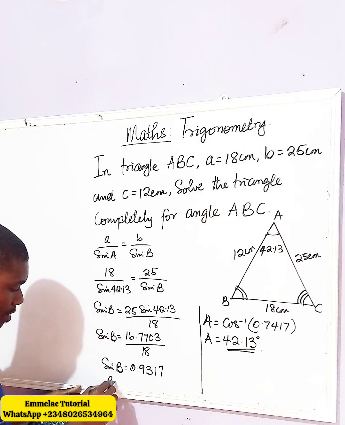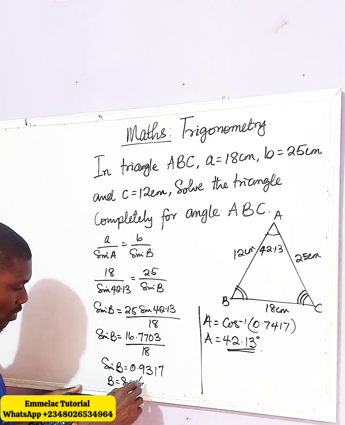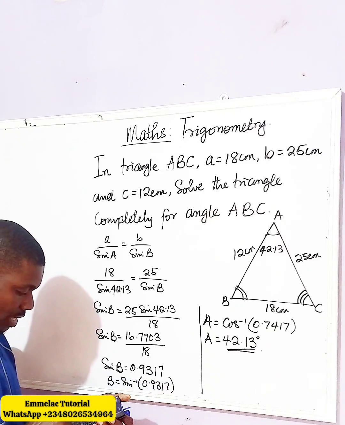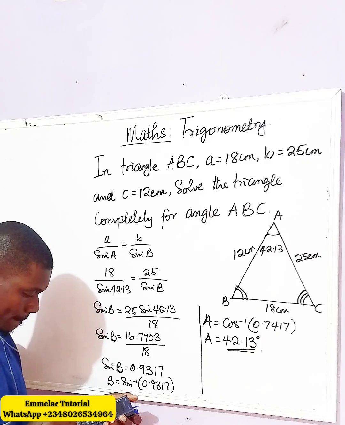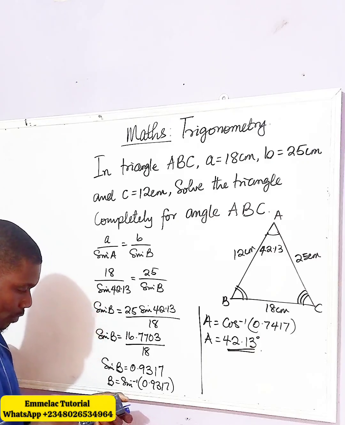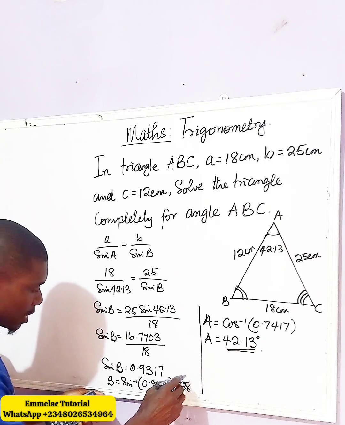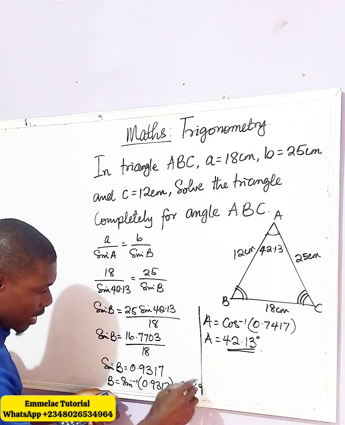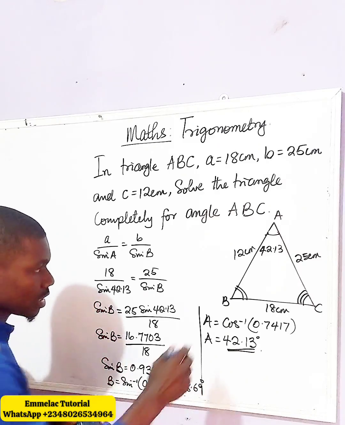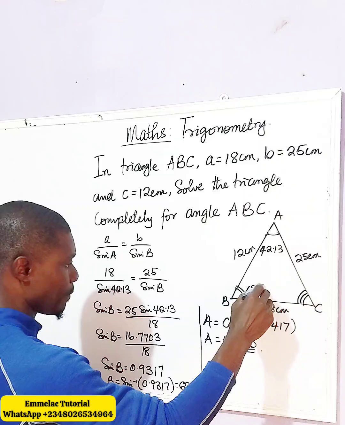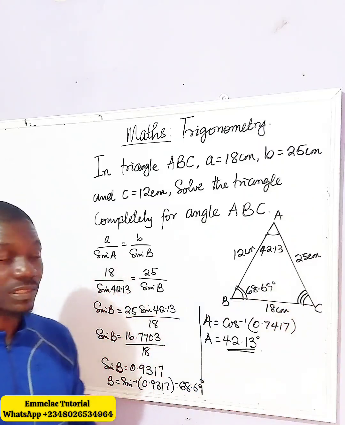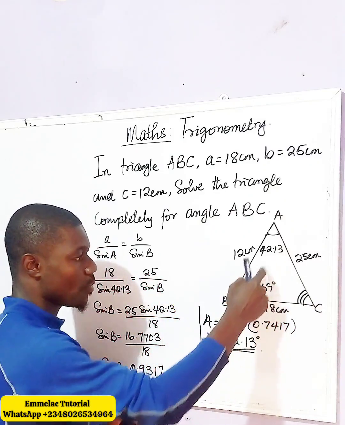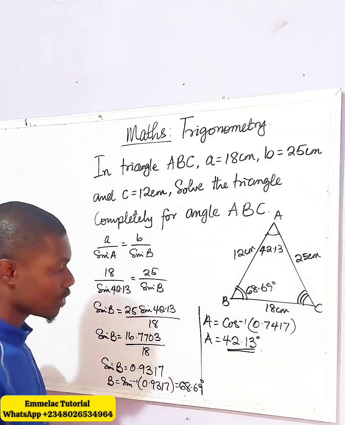So our B here will be the sine inverse of 0.9317, and the sine inverse should give us 68.69 degrees. Now since the sum of the angles in a triangle should give us 180, we can sum up all these three angles to give us 180.